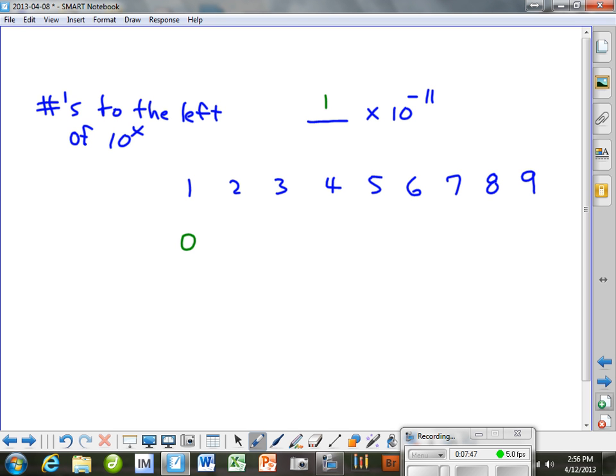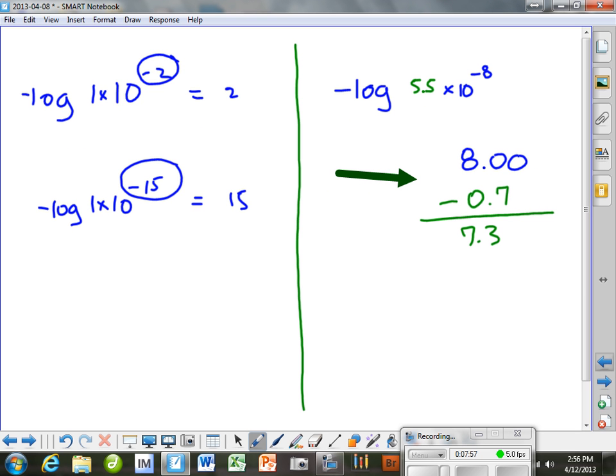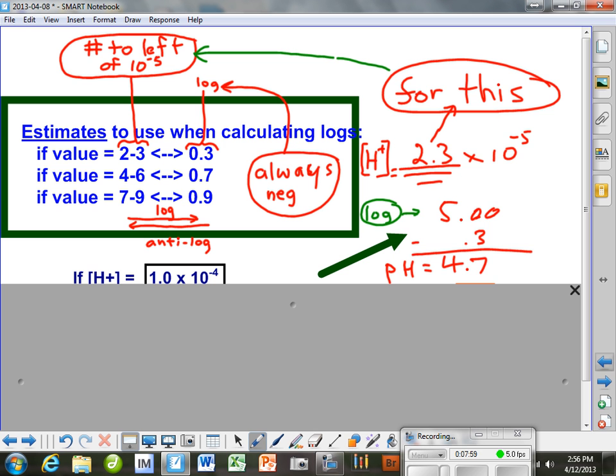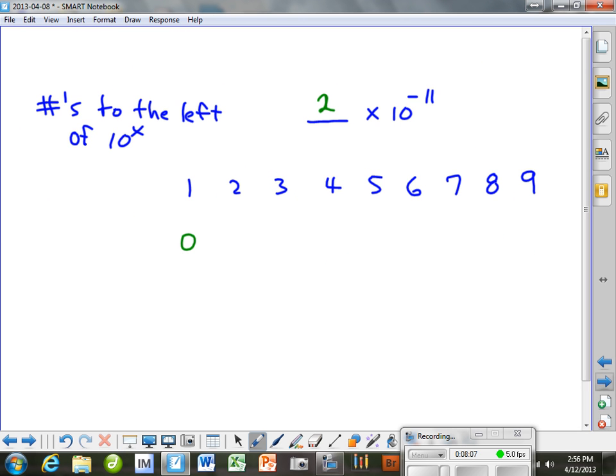Okay, if I make this number 2, let's go back to the chart now, because 1 is not on the chart, is it? No. Okay, so if I make the number 2, what's my estimate? 0.3. Okay, so would you guys look at the chart and I'll fill it in, okay? 0.3. What do we have for 3? 0.3. What do we have for 4? 0.7.